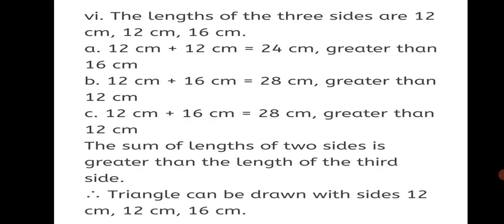Now write the reason. The sum of the lengths of two sides is greater than the length of the third side. Therefore, triangle can be drawn with sides 12 centimeter, 12 centimeter, 16 centimeter. So this way, with proper reasoning, we have solved question number 5.